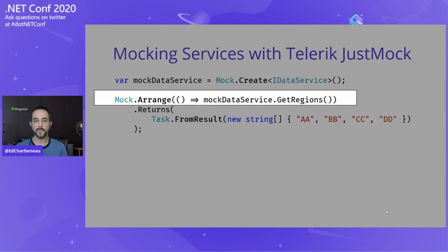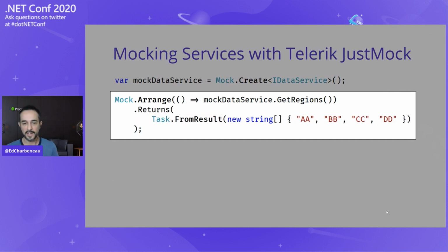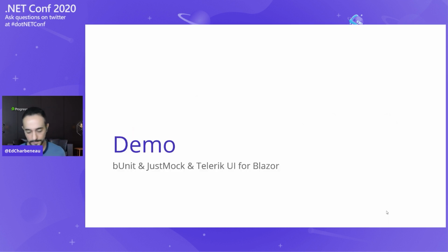Once we have that instance, we can even define how we want the methods on that instance to behave. So I'm going to take my mock data service, and I know my component calls the GetRegions method. I'm going to tell that GetRegions method to pass back a static list of items instead of going out to the web or maybe a database and pulling in data there.